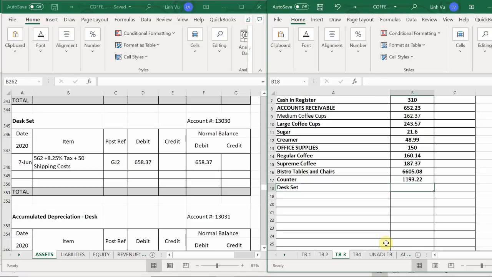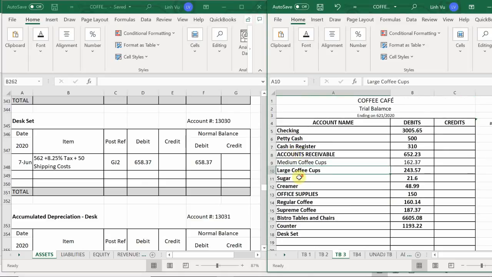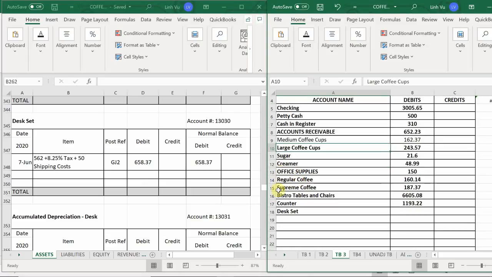Between Supreme Coffee and Counter, did you not skip something? There was a balance on furniture. Yes. We have bistro tables and chairs. It's between Supreme Coffee and counter.